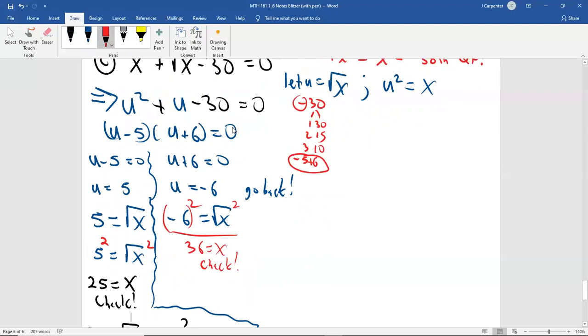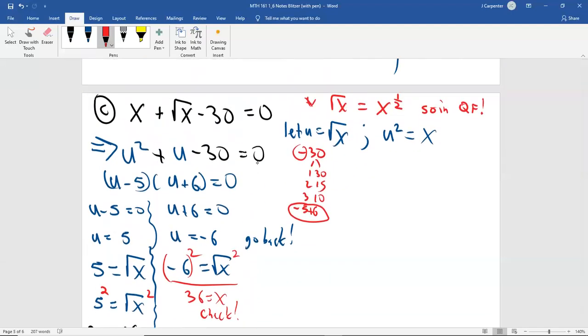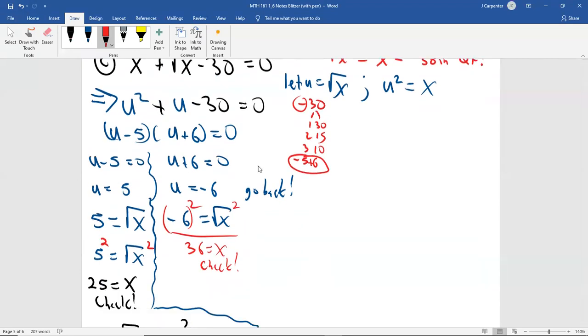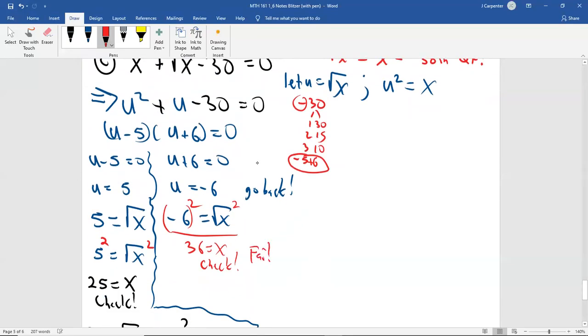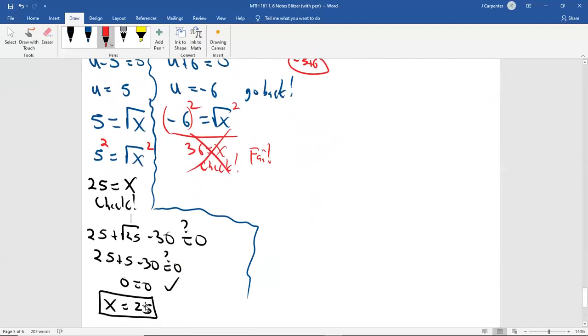And if you check it, 36 plus the square root of 36. The square root of 36 is 6. 36 plus 6 is 42. 42 minus 30 is not 0. It will fail, which means you toss the solution out. So really there's only one solution.